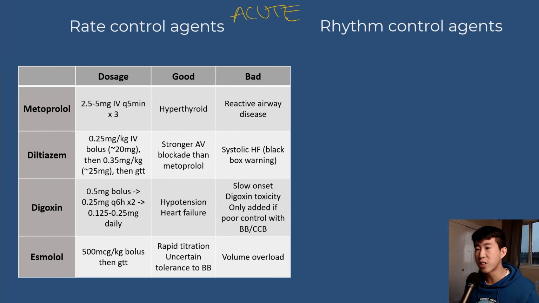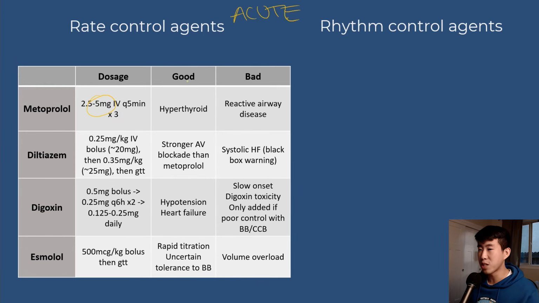So for metoprolol, the dosage is 2.5 to 5 milligrams IV every 5 minutes for 3 doses. Obviously, if they have a good response to the first dose, then you just need to do that first dose. And generally, we will just do 5 milligrams. But if you're a little bit worried, then you can start with the lower dose of 2.5 milligrams.